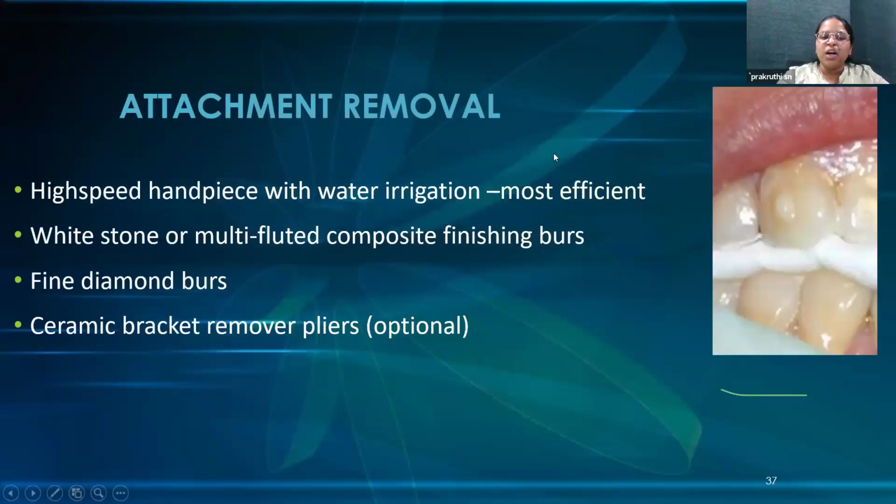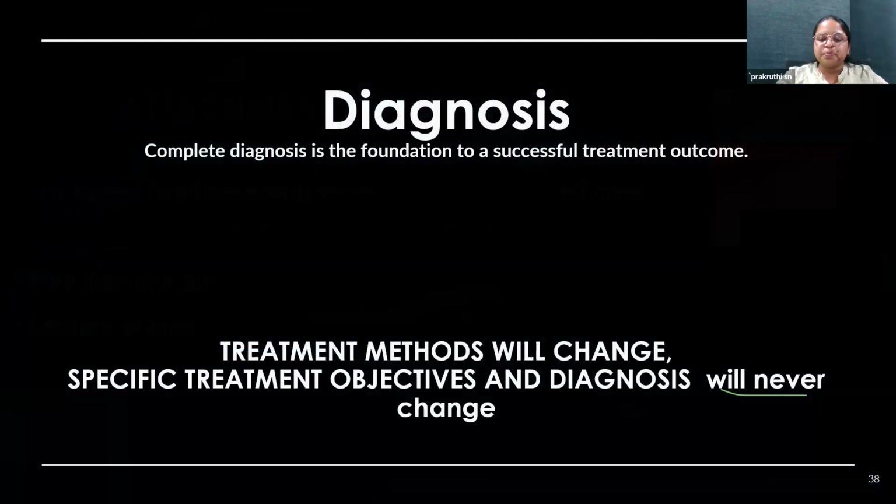How do you remove it? With a high speed handpiece and composite finishing burs. Pliers can be used again, but you may not be able to remove it completely, just like when we debond and then try to squeeze out the composite. Pliers can be used, but finishing burs are better.